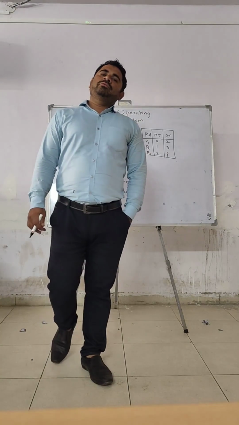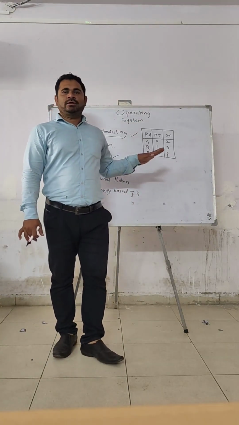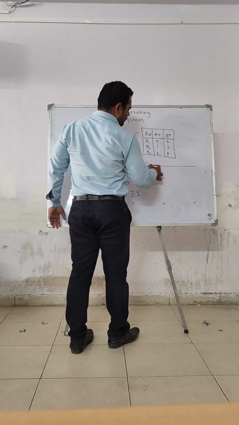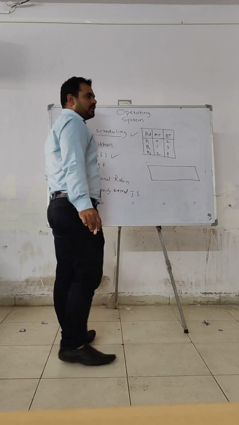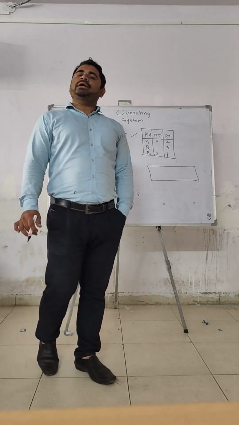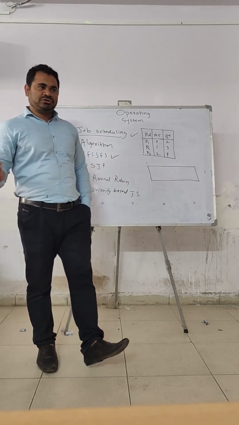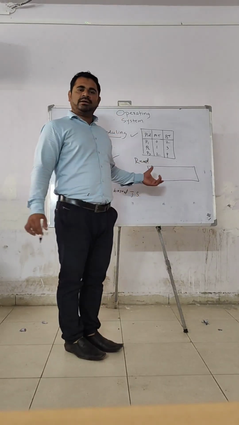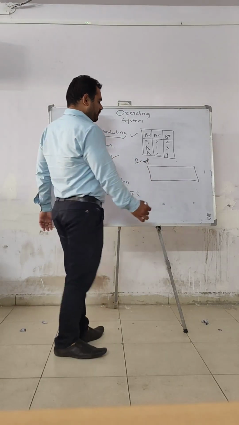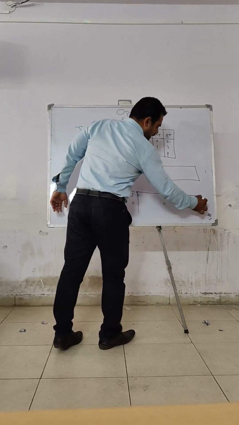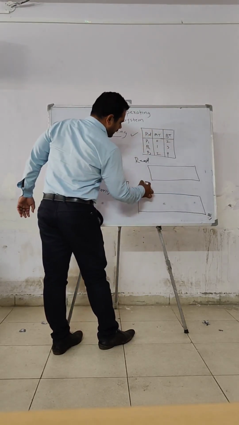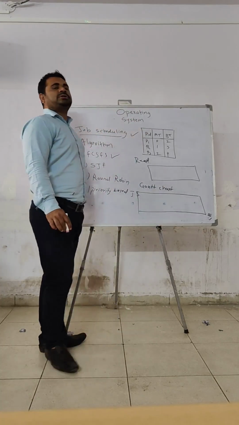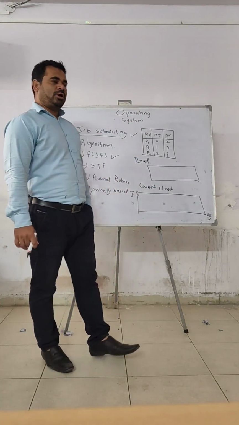Now we will schedule these processes. To schedule these processes, we have two things. One is a ready queue. Ready queue shows the processes waiting in the ready queue or coming into the ready queue for their execution. The second thing we will take is a Gantt chart. Gantt chart shows the execution of processes on CPU.